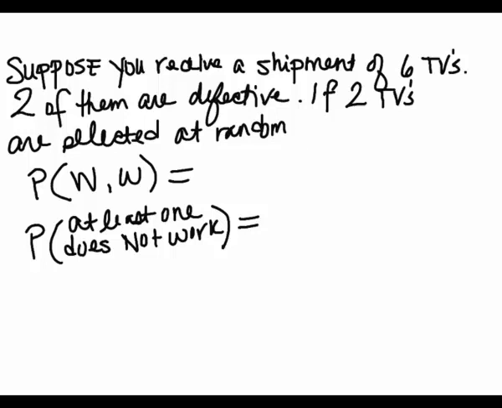Suppose you receive a shipment of 6 TVs. 2 of them are defective. If 2 TVs are selected at random, what is the probability that they both work? What is the probability that at least one does not work? Okay, so just a little scenario.